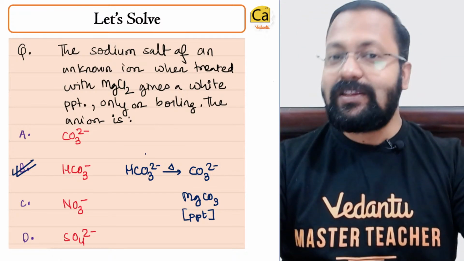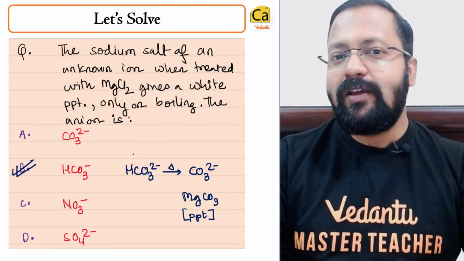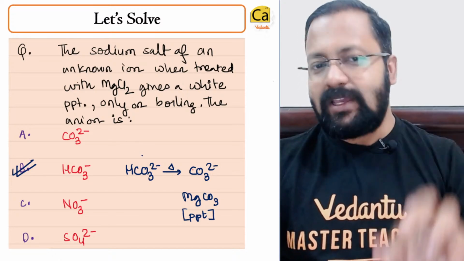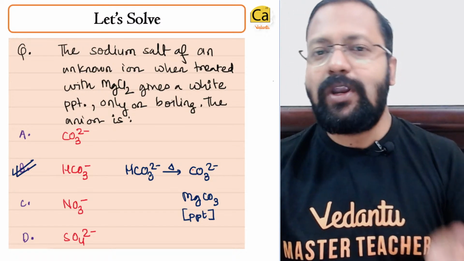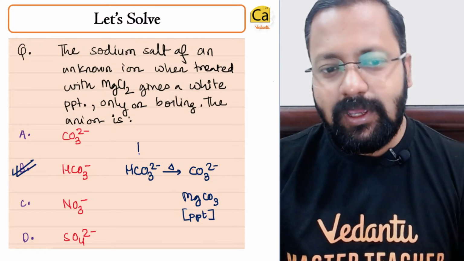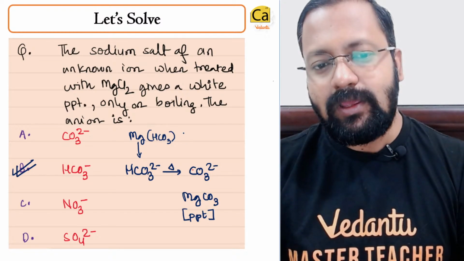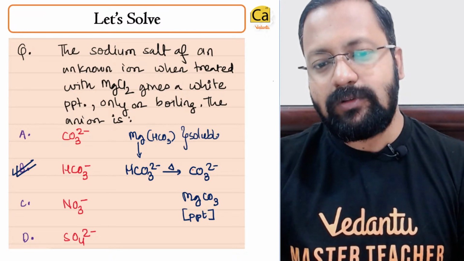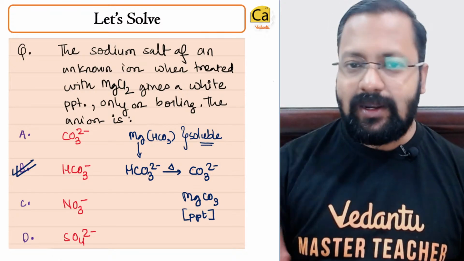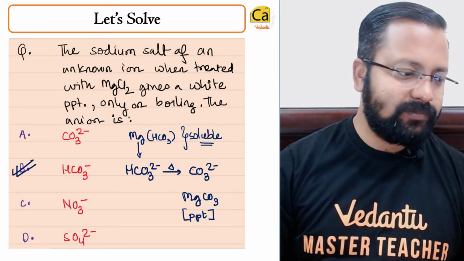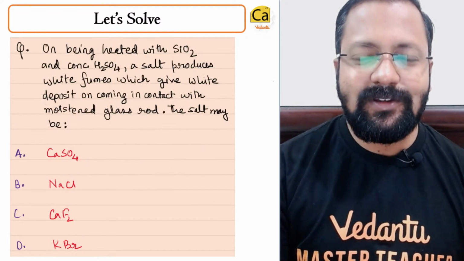ये आपको कैल्शियम वाला टेस्ट याद है, लाइम वाटर टेस्ट? लाइम वाटर टेस्ट में क्या कर रहे थे? बाइकार्बोनेट which was obtained was soluble but the carbonate was insoluble. The same goes on over here. What we are doing is we are converting bicarbonate into carbonate by heating. Okay, so Mg(HCO3)2 is soluble, but MgCO3 is insoluble, and it appears as a precipitate. Okay, chalo. Let's move on to the next question.